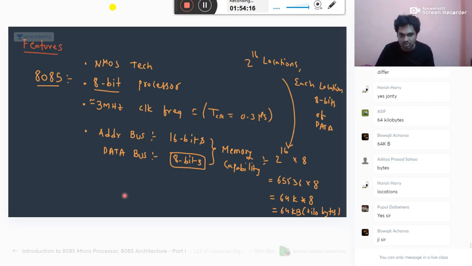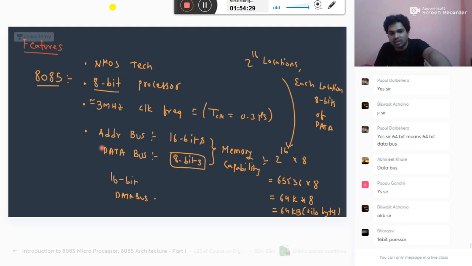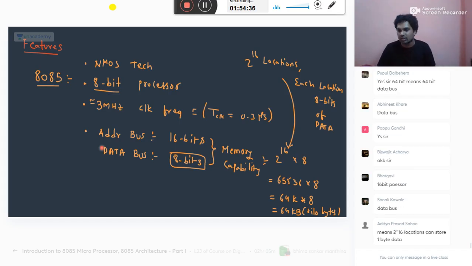If it is an 8-bit processor, data bus size will be 8-bit. If you take a 16-bit processor, data bus will be 16. You don't say it as a 16-bit processor simply because of the address bus. Data bus only decides this. Why is the data bus deciding? Why not the address bus? Tomorrow we will discuss. Because that is where you will be reading or writing the data, through the data bus only.